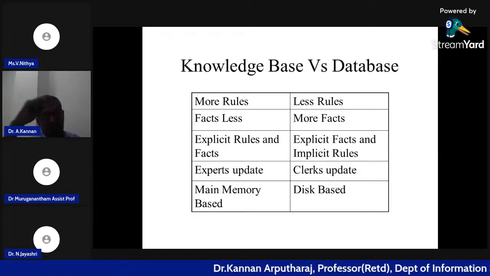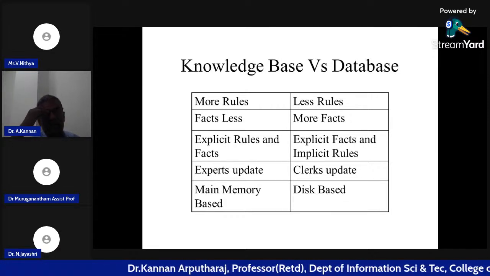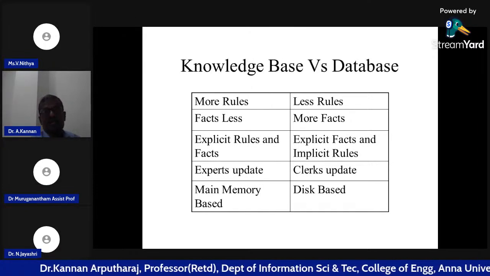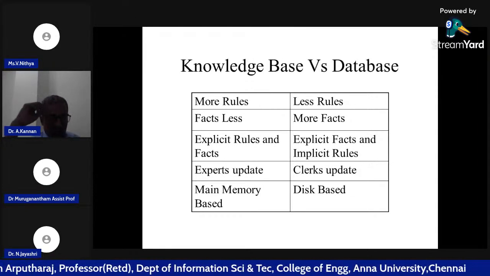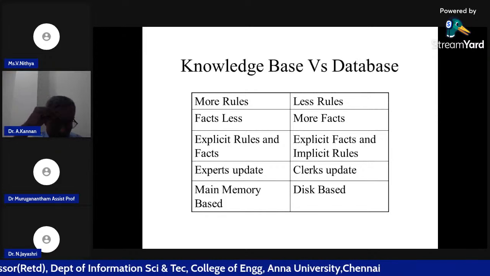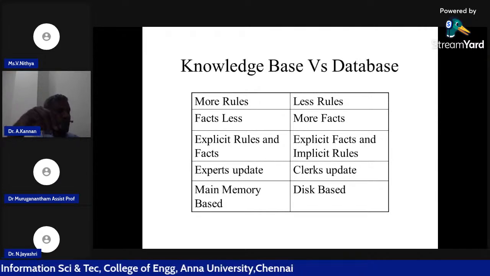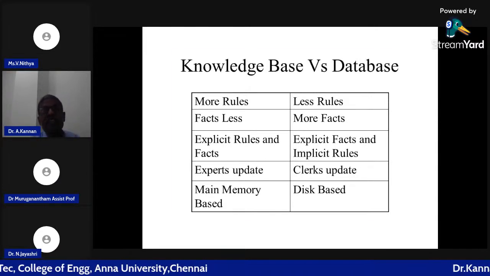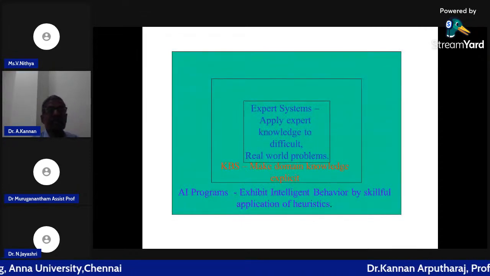In a knowledge-based system, facts and rules can be kept together. But in database systems, rules are called triggers. They are not stored inside the table. Data are stored in the table. Triggers are stored elsewhere. These are the differences between database systems and knowledge-based systems.